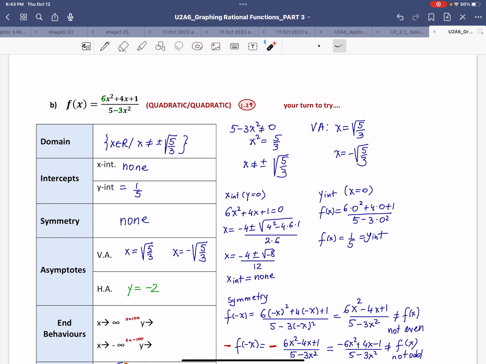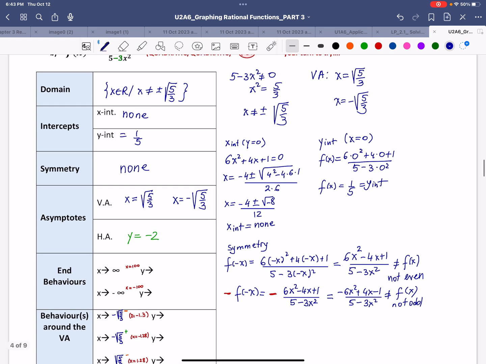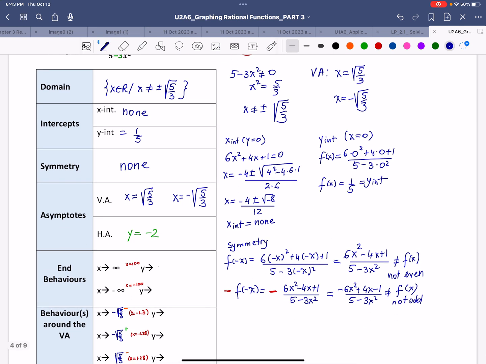would give me a negative value here, for 5 minus 3 times 100 squared. So the value is negative 2.013, okay? So we're going to say that when x approaches infinity, the y values are approaching negative 2.013.